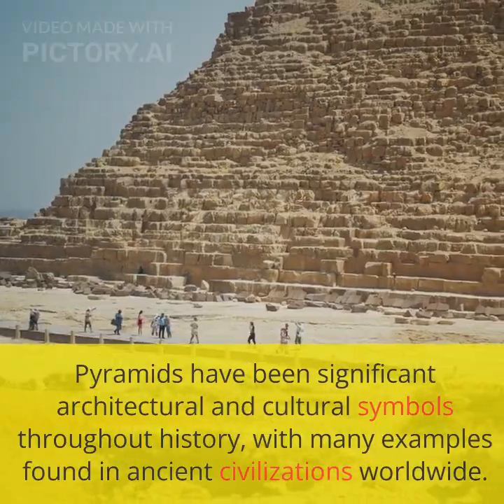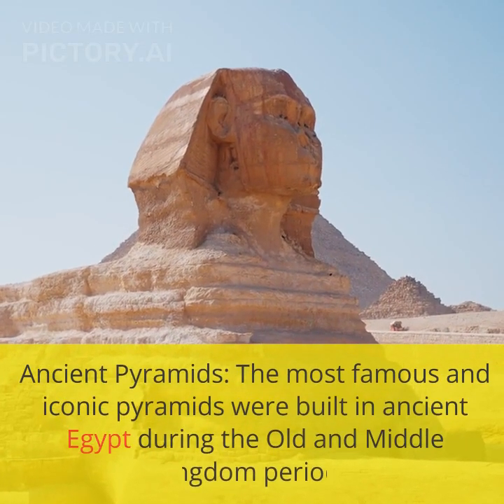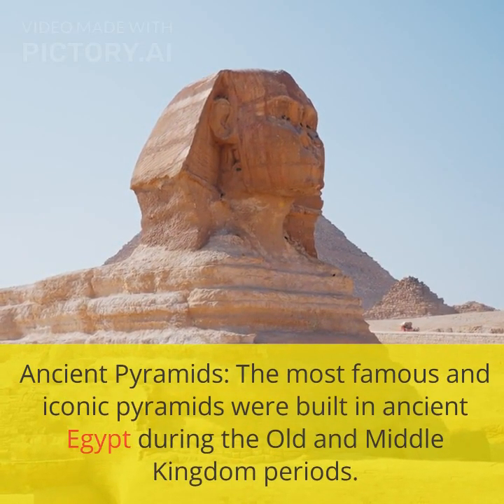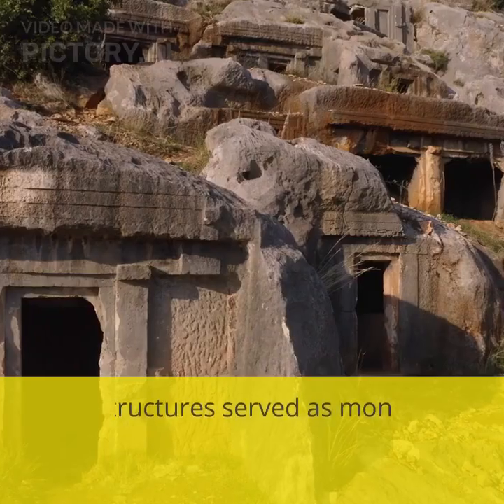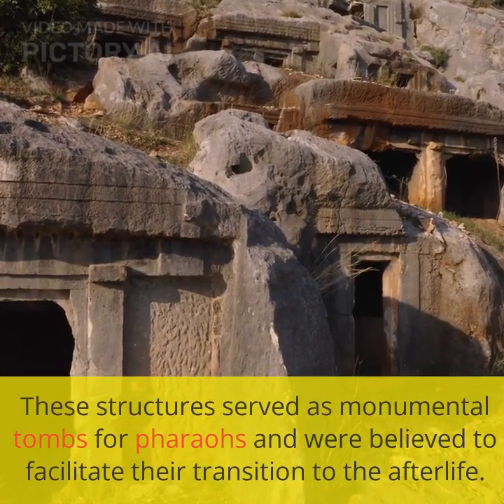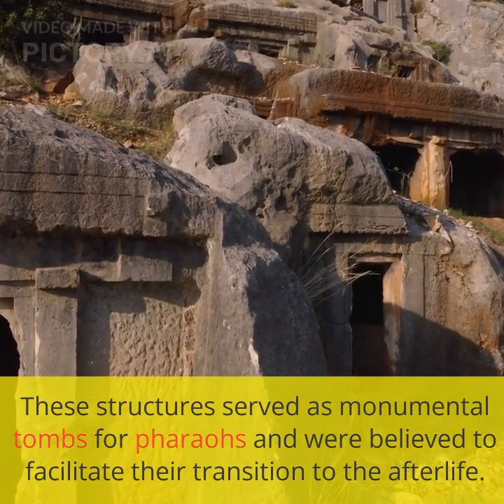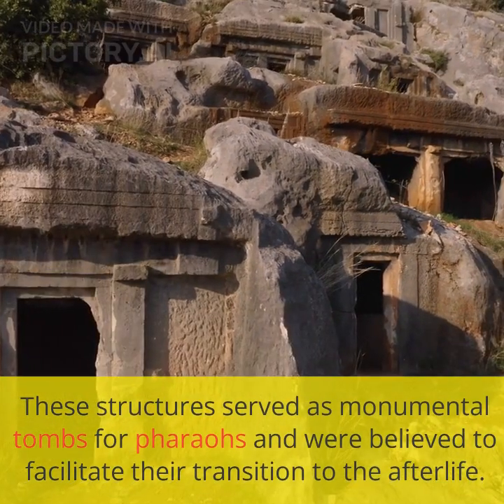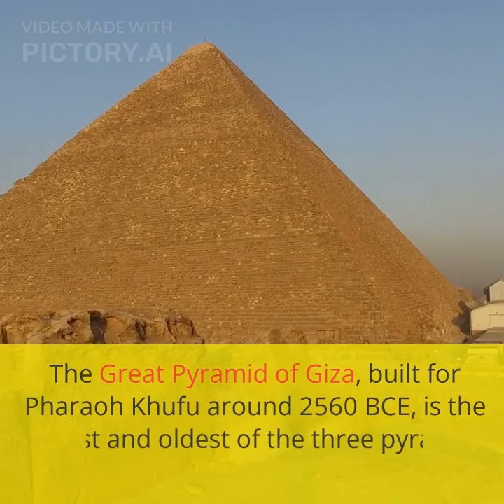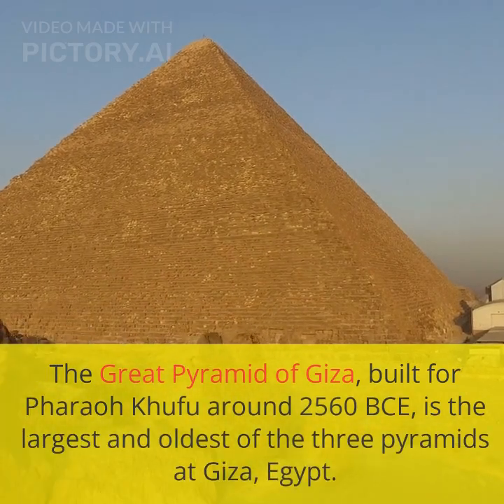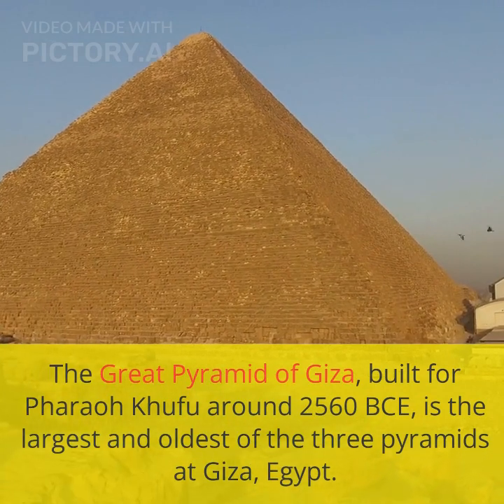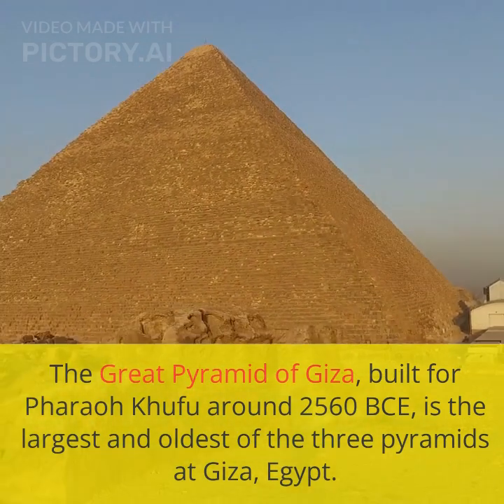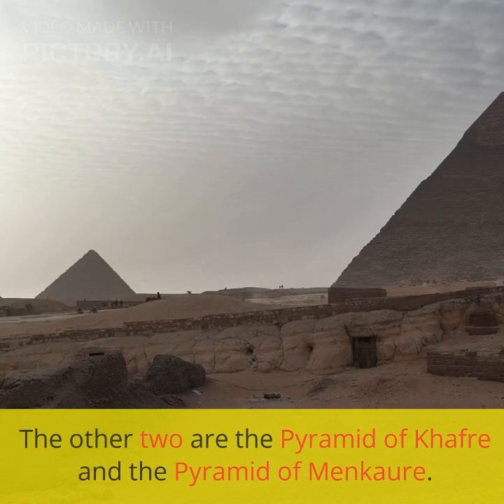civilizations worldwide. Ancient pyramids. The most famous and iconic pyramids were built in ancient Egypt during the Old and Middle Kingdom periods. These structures served as monumental tombs for pharaohs and were believed to facilitate their transition to the afterlife. The Great Pyramid of Giza, built for Pharaoh Khufu around 2560 BCE, is the largest and oldest of the three pyramids at Giza, Egypt. The other two are the Pyramid of Khafre and the Pyramid of Menkaure.